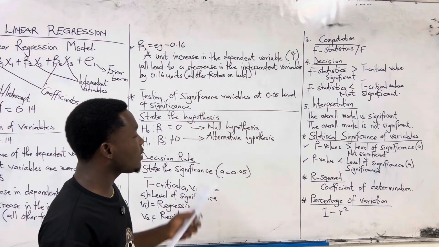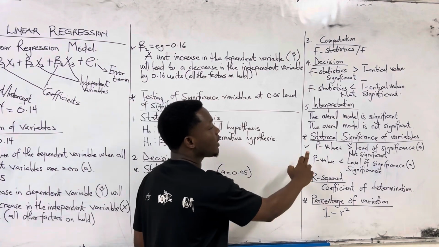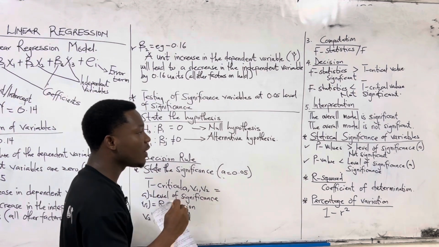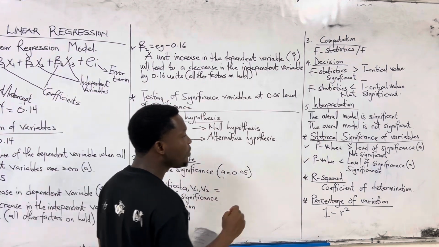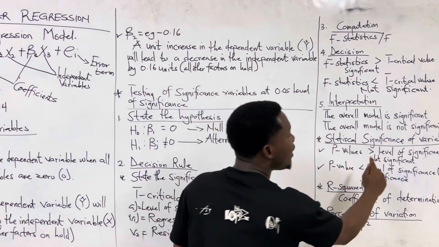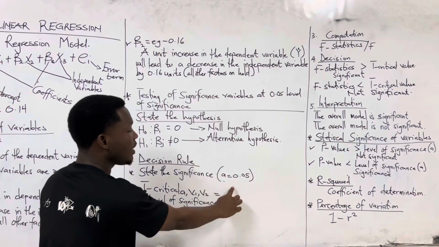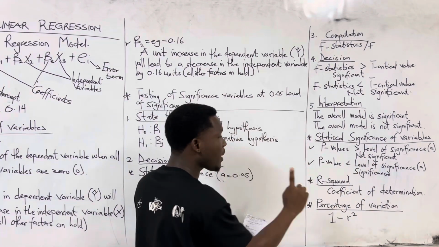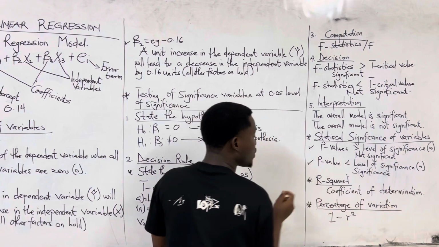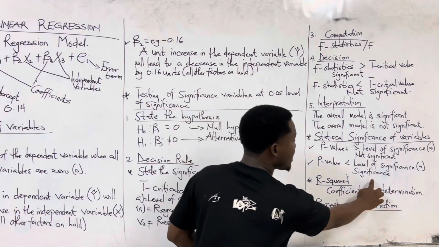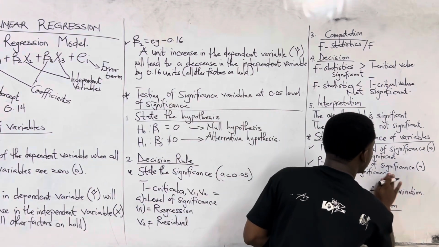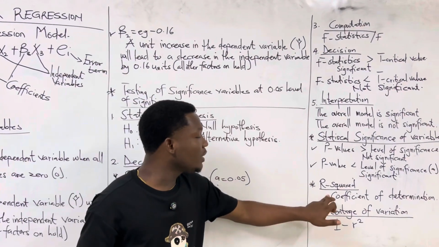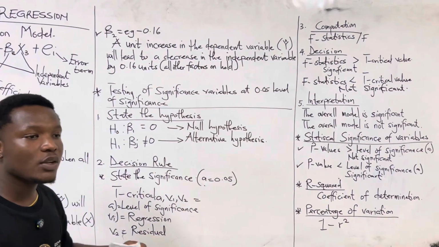And then the next step that they will talk about is statistical significance of variables. With this one, we will use the p-values in the question. If the p-value is greater than the level of significance, which has been given to you to be 0.05, then it will be not significant. But if our p-value is less than the level of significance, which is 0.05, then it's significant. So this is another step. And then we have the r squared. The r squared simply tells us about the things or the factors.